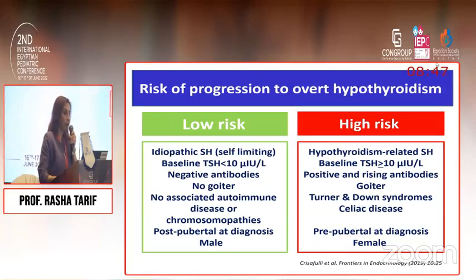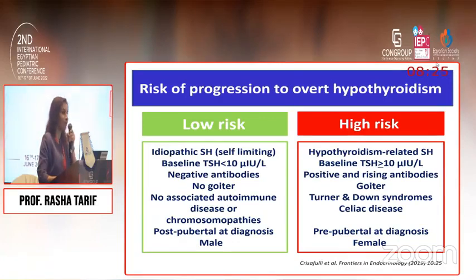The low risk is idiopathic, if the TSH is less than 10, negative antibodies, no goiter, no other autoimmune disease, no chromosomal aberration, or post-pubertal, and of course in males. The high risk group includes hypothyroidism related subclinical hypo when there is a thyroid pathology.